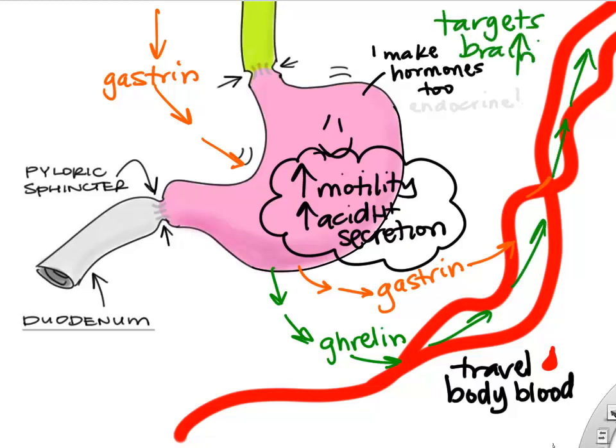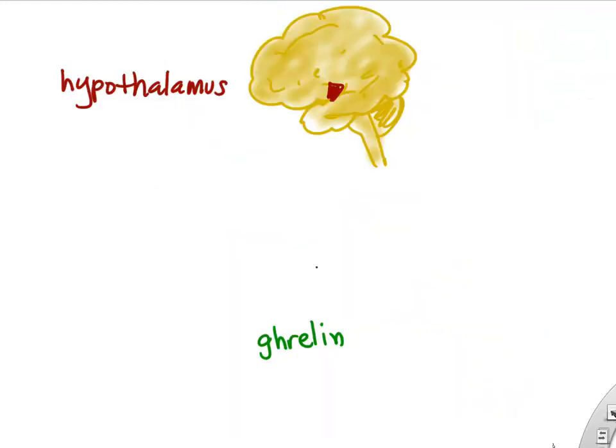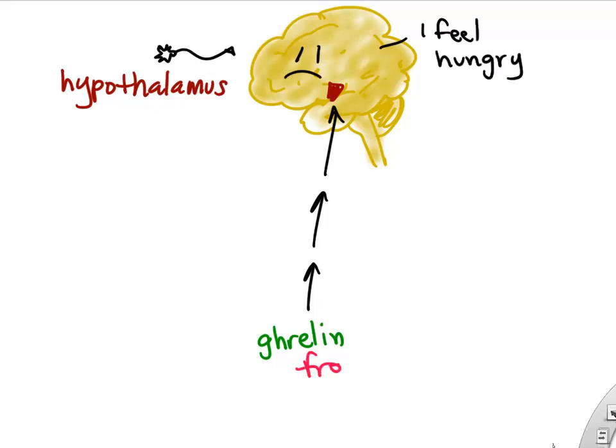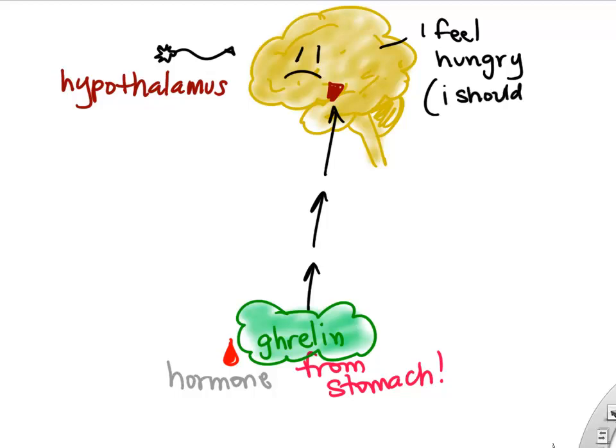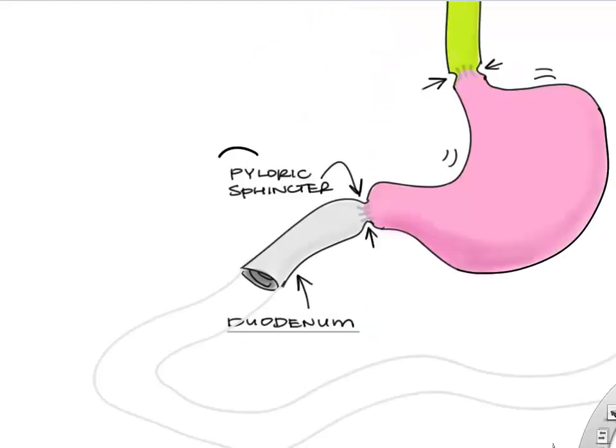The other hormone is ghrelin. Ghrelin travels the body, and one of its main targets is the hypothalamus, where it stimulates neurons so that you feel hungry. So again, the stomach is actually able to affect the way the brain feels about hunger.